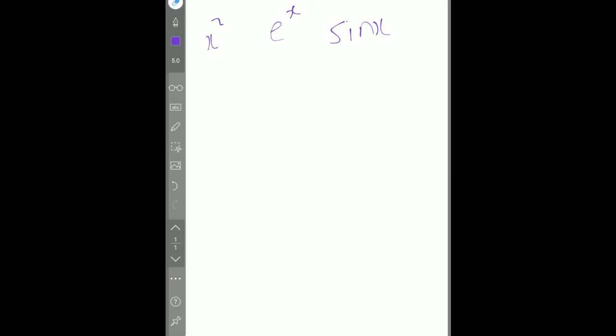You would know by now, after watching the previous video, exactly how to solve any single function like x squared, e to the x, sine x. You would know how to solve any single function that's given to you. Now, what we're interested in at this point is how to solve a combination of functions, where we have a number of them put together.